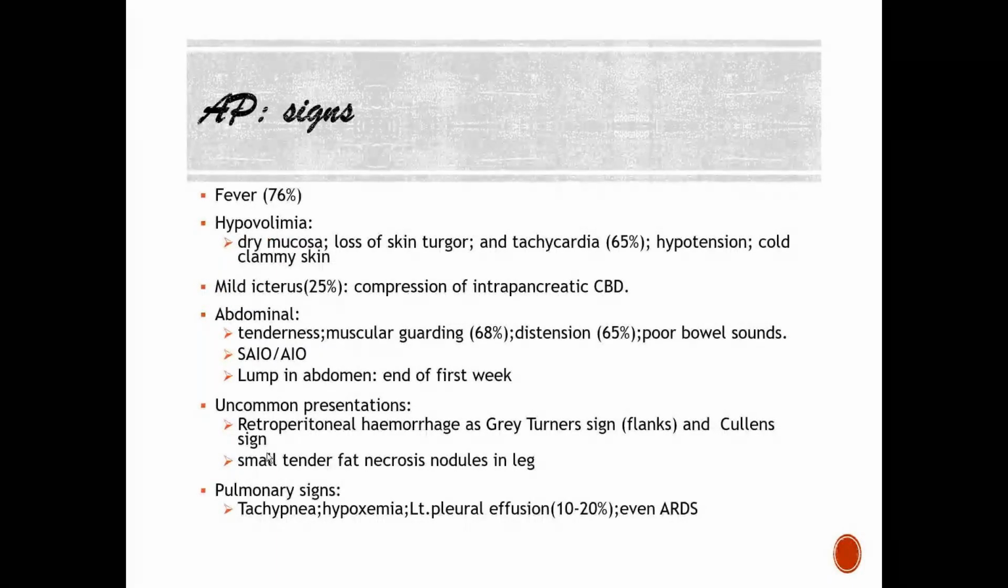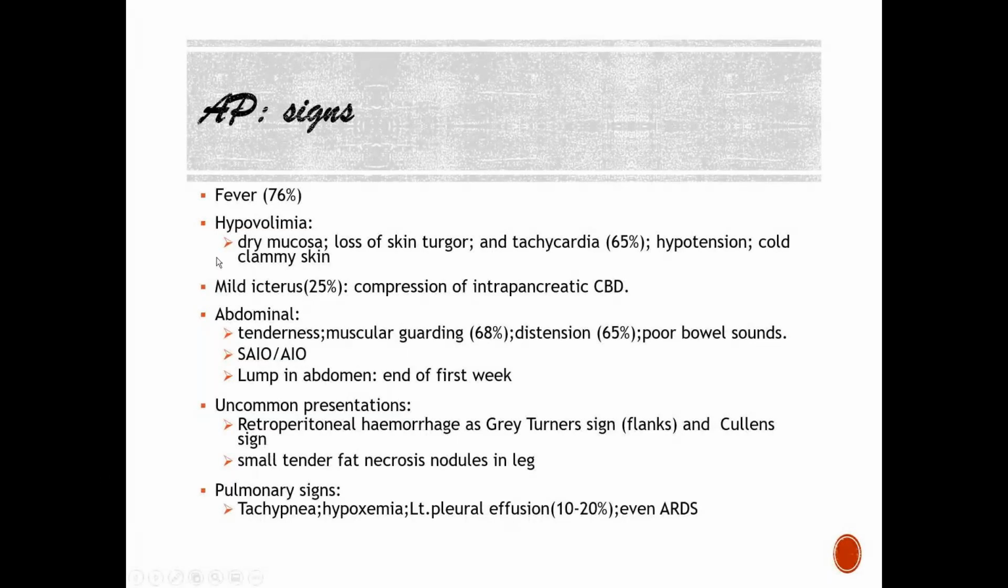Hypovolemia is a common finding, and when this patient comes to you with acute pancreatitis, let's say 24, 48 hours later, he has a dry mucosa, there is loss of skin turgor, there is tachycardia, 65% of patients, hypotension, cold and clammy skin. Mild icterus, I just saw 25% patients. Compression of the intrapancreatic CBD is the reason.